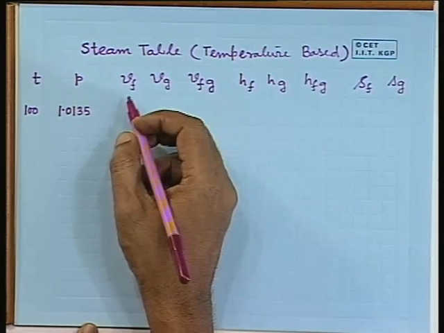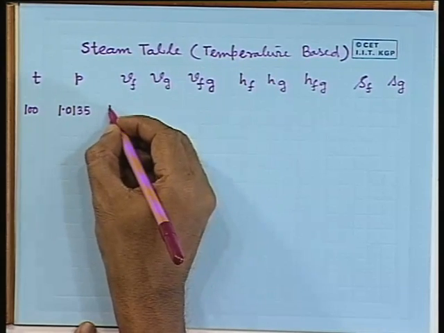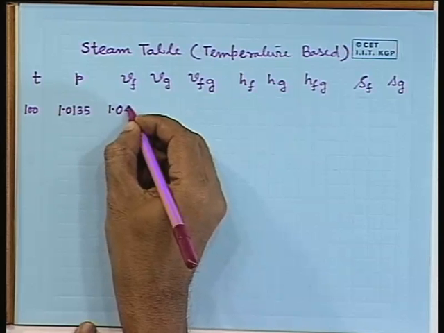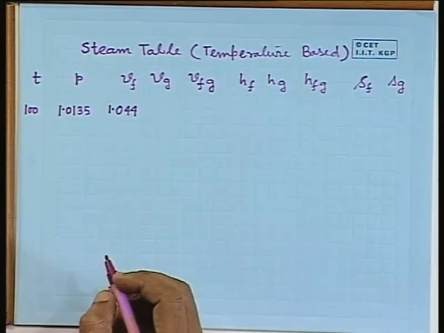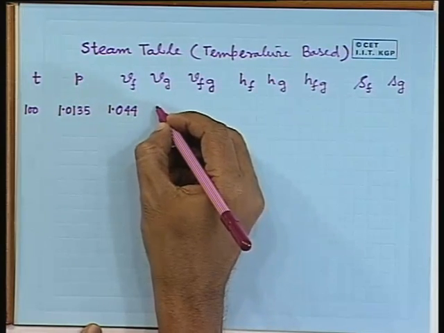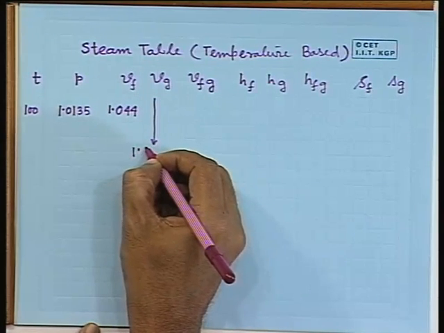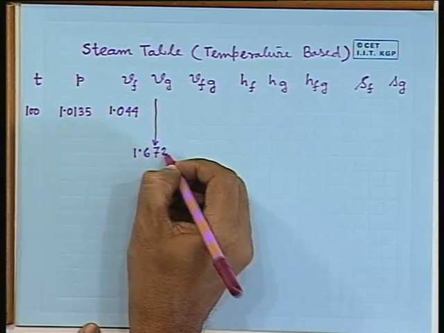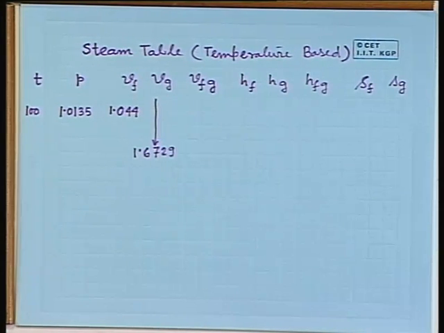Corresponding specific volume of saturated liquid will be 1.044 meter cube per kg. Corresponding specific volume of steam will be 1.6729. Vfg, of course, one can calculate, I am not giving the value.